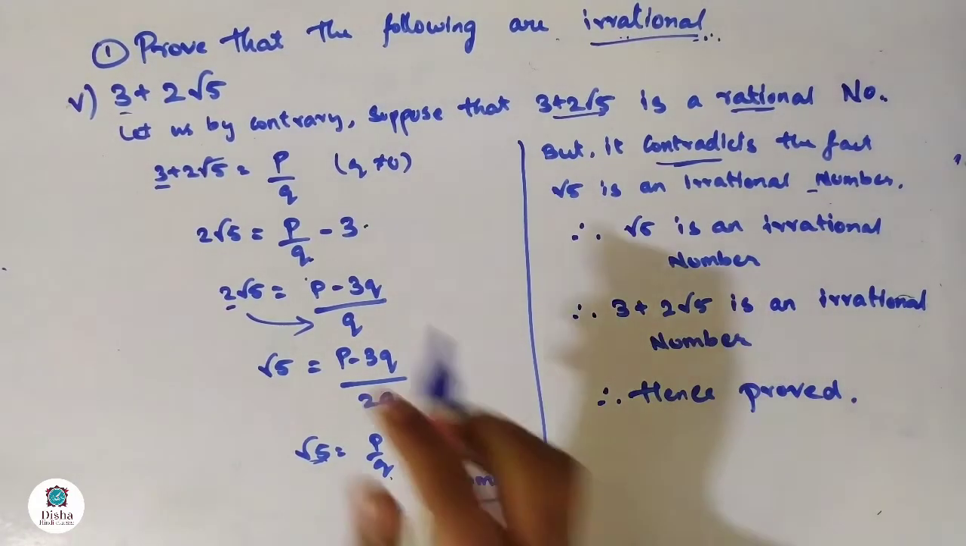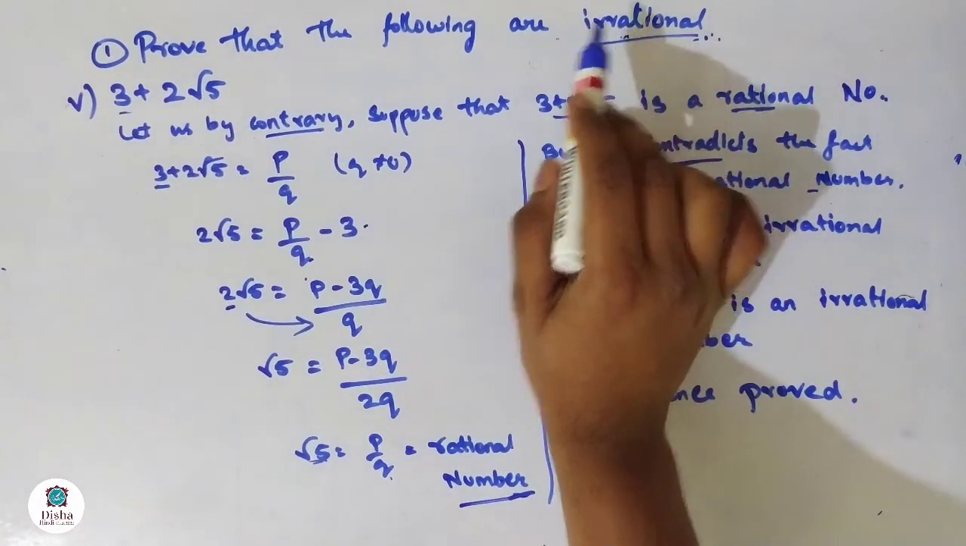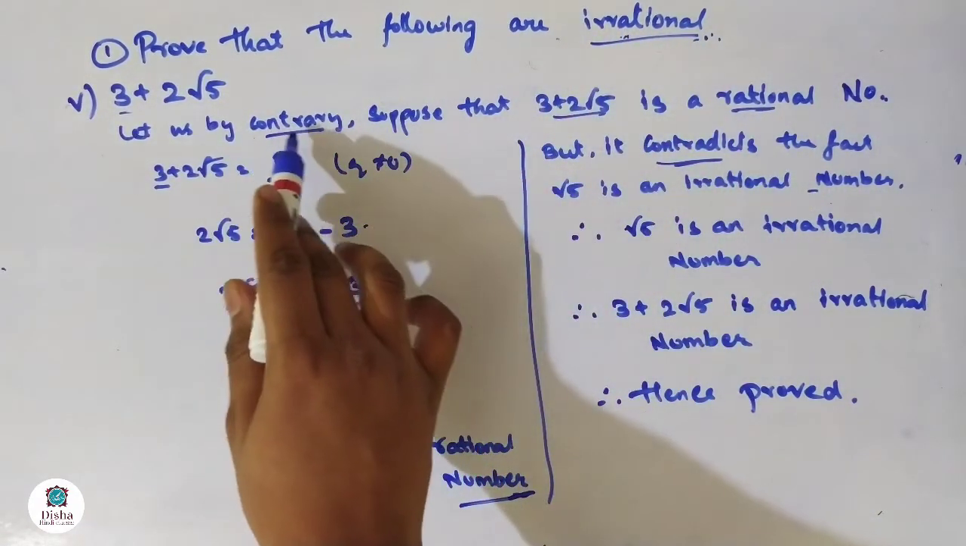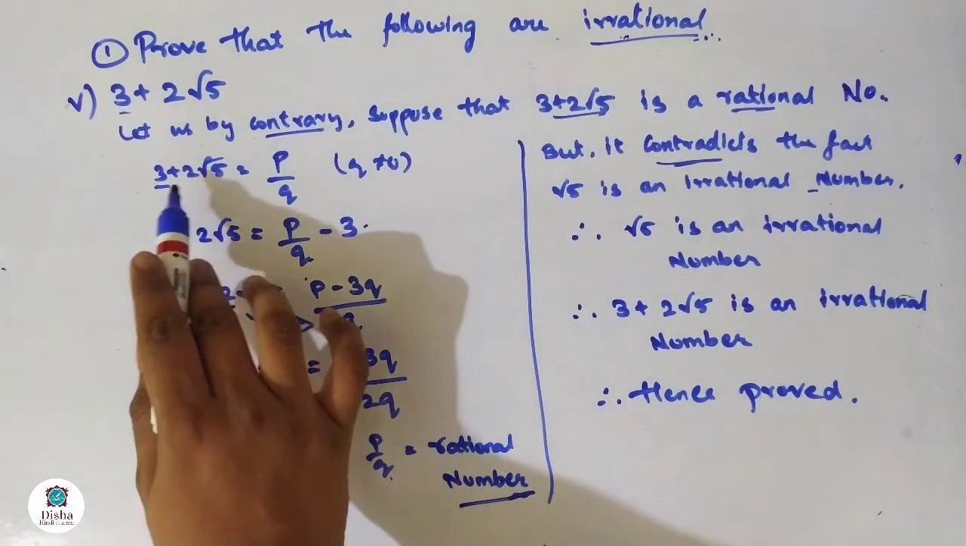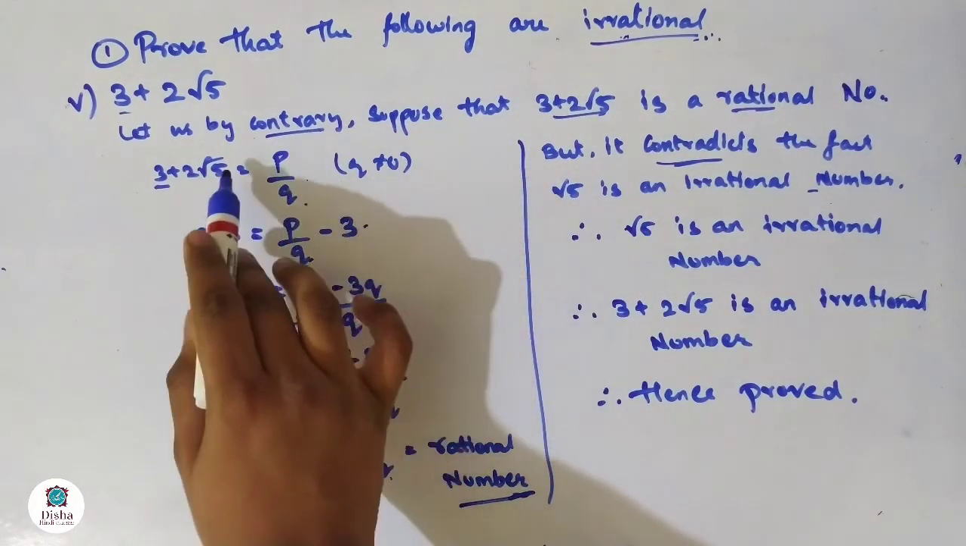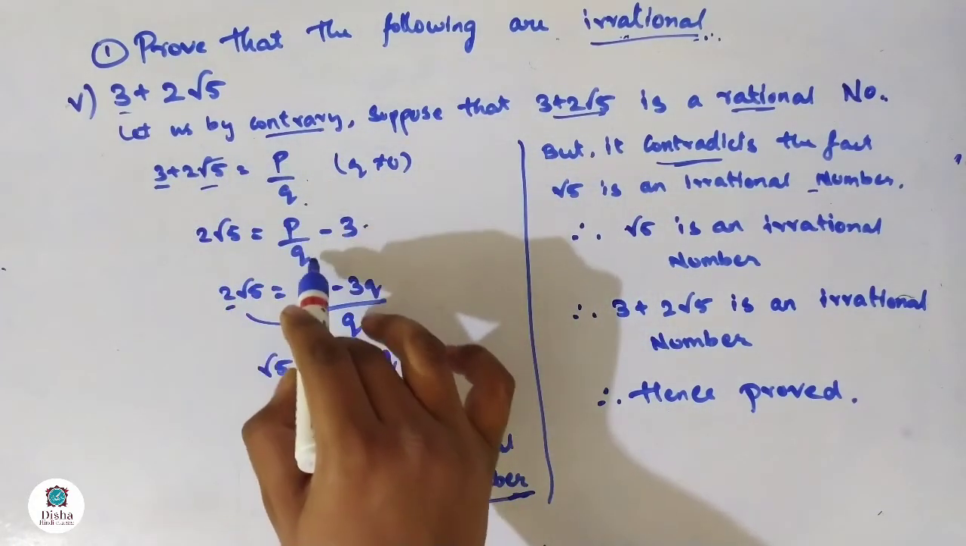I'll explain it once again. We have taken the contrary, meaning the opposite, of the given fact that 3 plus 2 root 5 is an irrational number. That is, we assume that 3 plus 2 root 5 is a rational number. So 3 plus 2 root 5 will be in the form of p by q. So 2 root 5 equals p by q minus 3.